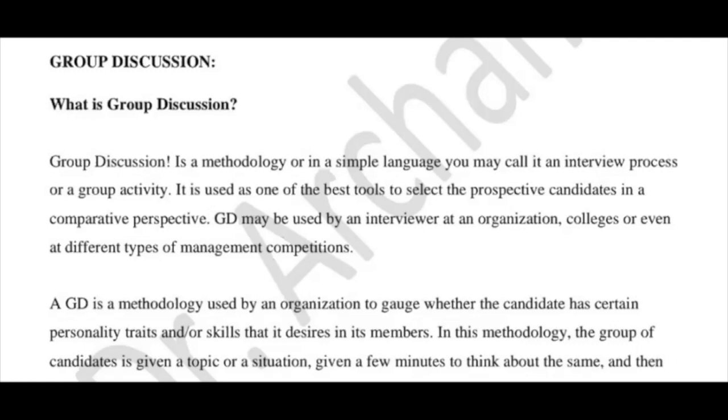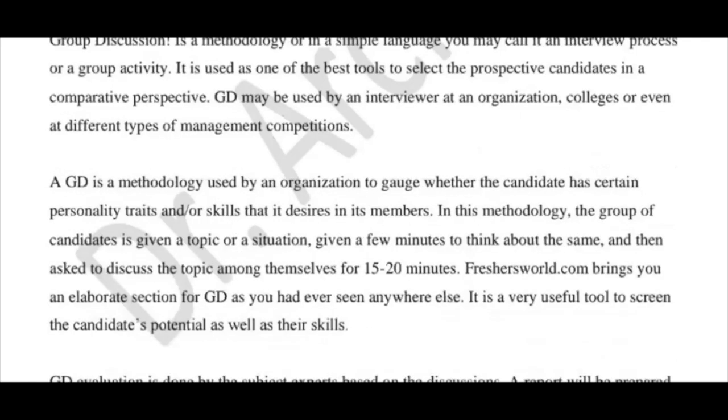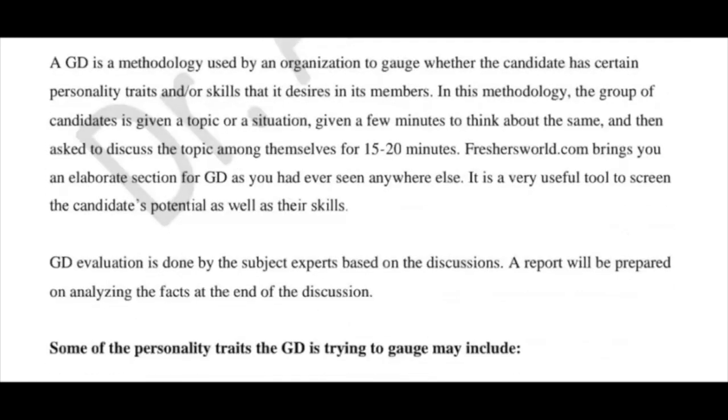Okay, it can be a management competition even. So you have to be well prepared, because it can be academic, managerial, or organizational. Now, GD is a methodology used by an organization to gauge whether the candidate has certain personality traits and skills that the organization desires in its prospective candidates or members.